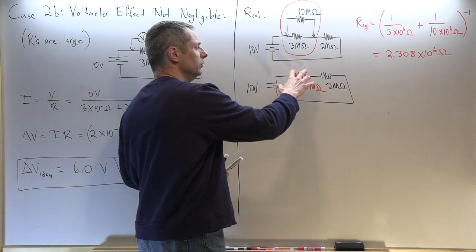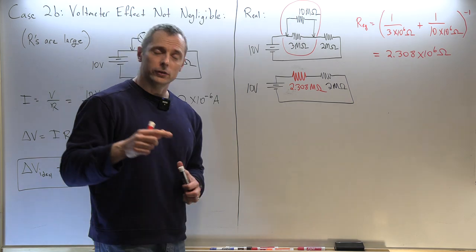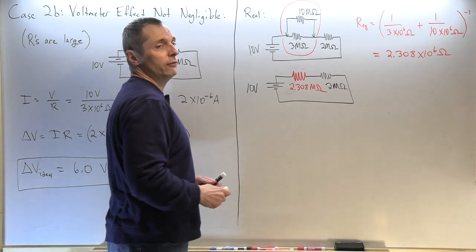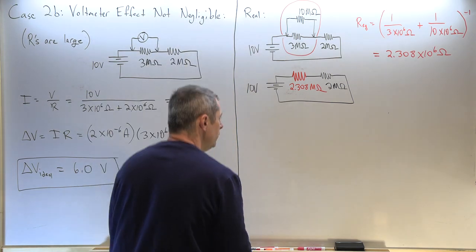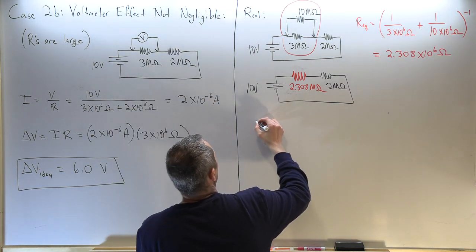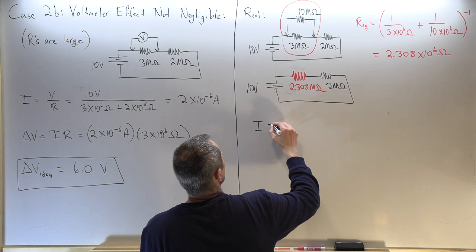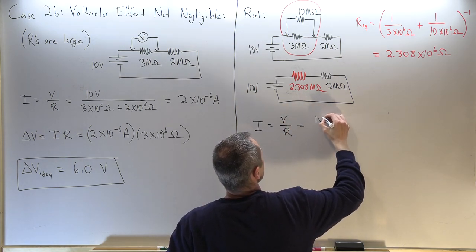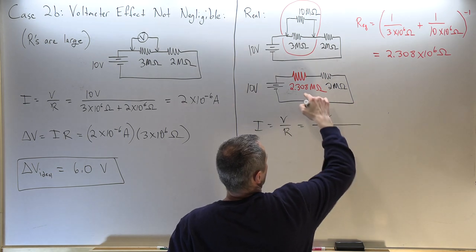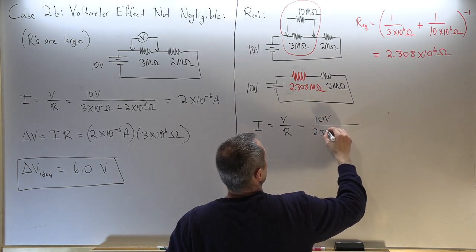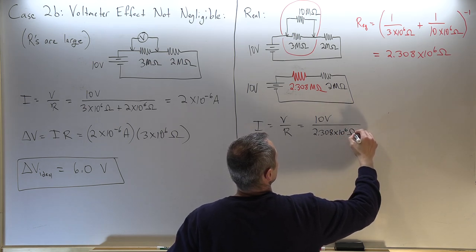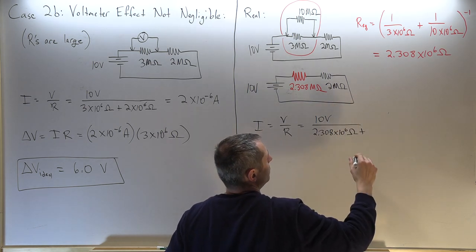Again, we want to find the voltage of that resistor, so we've got to first figure out the current and then use that current in Ohm's law to figure out the voltage. So let's go ahead and do that. Ohm's law, I equals V over R. What we have is 10 volts over 2.308 plus 2 times 10 to the 6th.